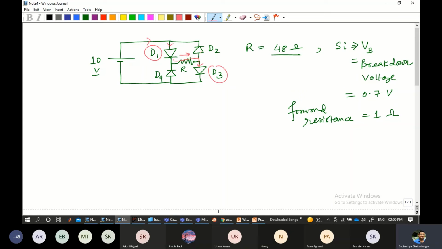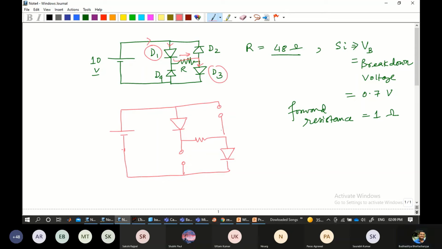Hence, this will be an open circuit. So the circuit would look something like this, just the equivalent one. It is a path through a resistance, and this path exists. This is the overall circuit, whereas the other part will be an open circuit. Here also there will be an open circuit. So this is the type of circuit we are virtually visualizing.